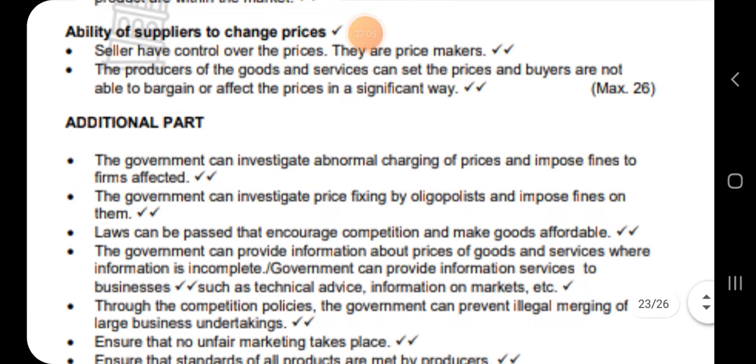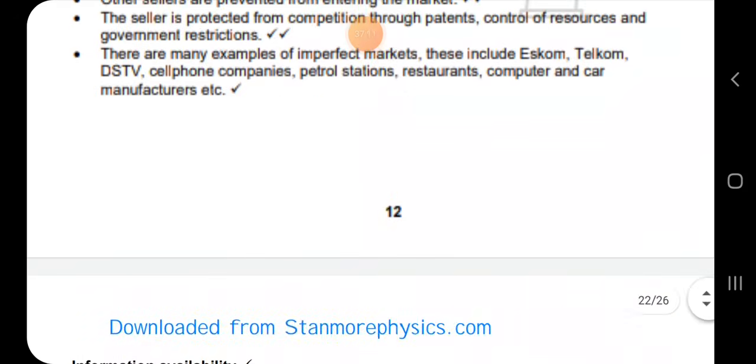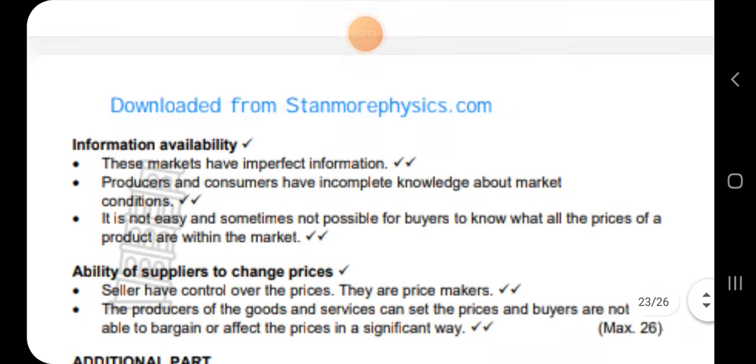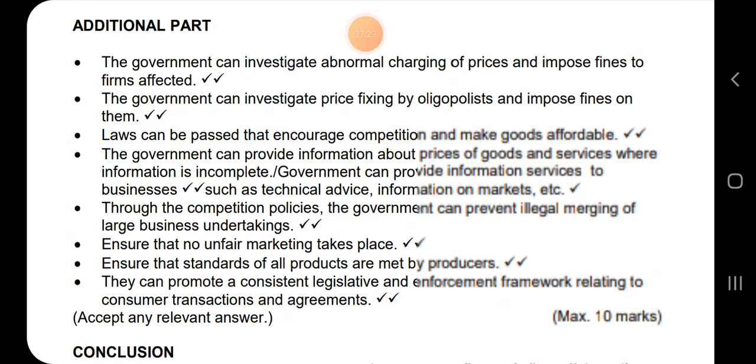And then for the additional part, which is 10 marks, the government, let's look at what it says. How can the government protect consumers against exploitation by imperfect market? How can the government protect consumers so that they are not exploited by the imperfect market? You write your own things. You know what is an imperfect market. You understand imperfect market, right? So you know the loopholes and the bad things about imperfect market. How can the government protect people from that? You write those things there. Okay? Give 5 full sentences. You got your 10 marks.